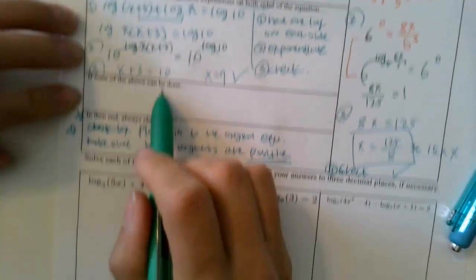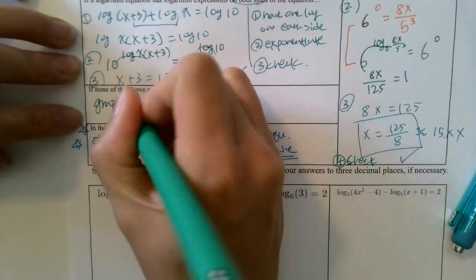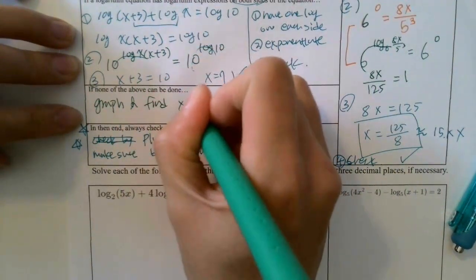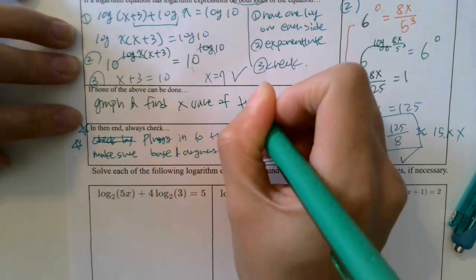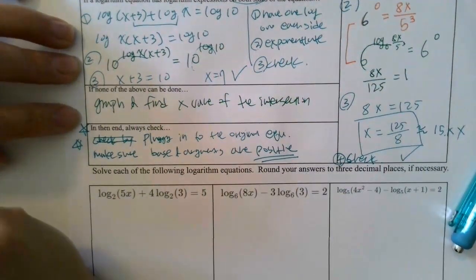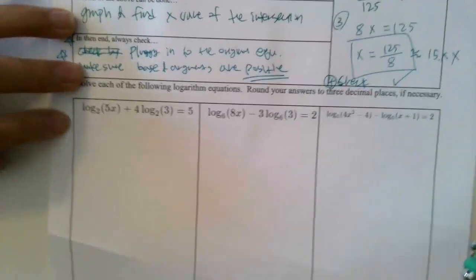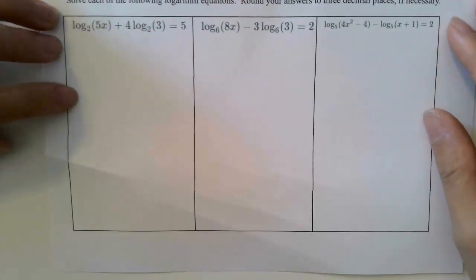Now, what are you going to do if you can't do any of them? You're going to graph and find the x value of the intersection. I mean, that should come into your brain by now, right? Because we did it with the exponential equation. When you can't solve it algebraically, we graph and find the intersection. Good? Alright, so those are just the work. Now let's look at some examples together.